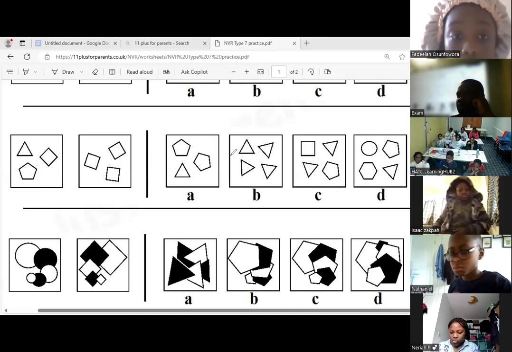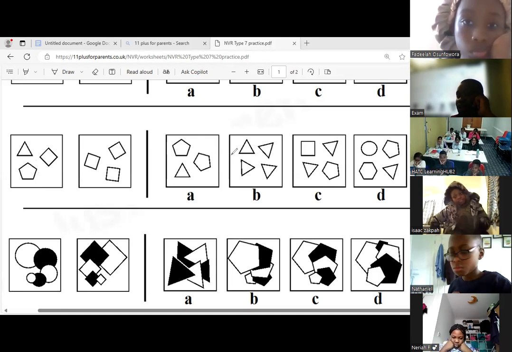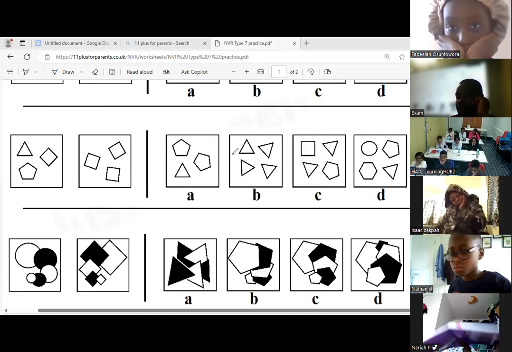Resting position, everyone, please. Resting position. Naomi, your ears are working. Resting position.